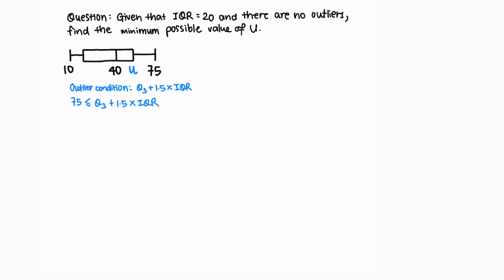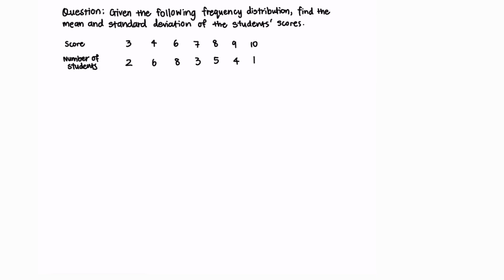In this case, we know that Q3 is just U, and our interquartile range, as given in the question, is 20. So we get that U has to be more than or equal to 45. Hence the minimum possible value is 45. Now let's look at the next question, which we're going to solve with a GDC. Given the following frequency distribution, find the mean and standard deviation of the students' scores.